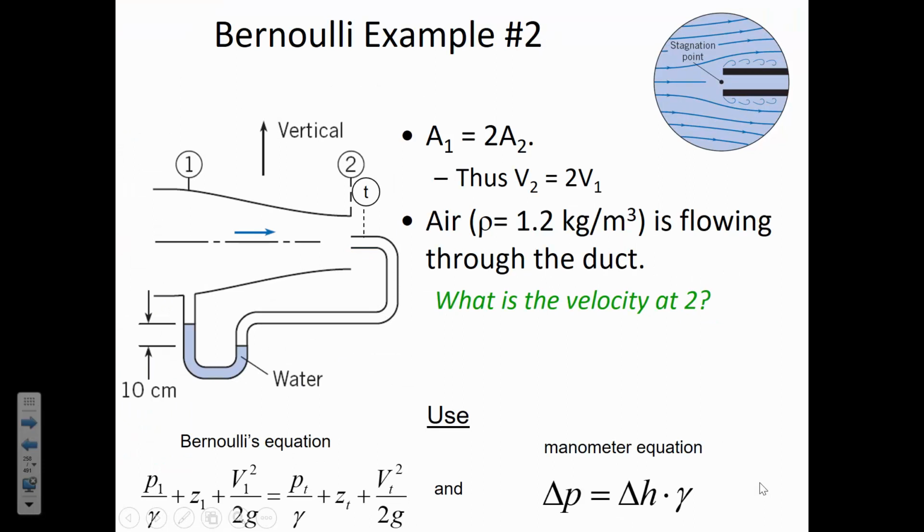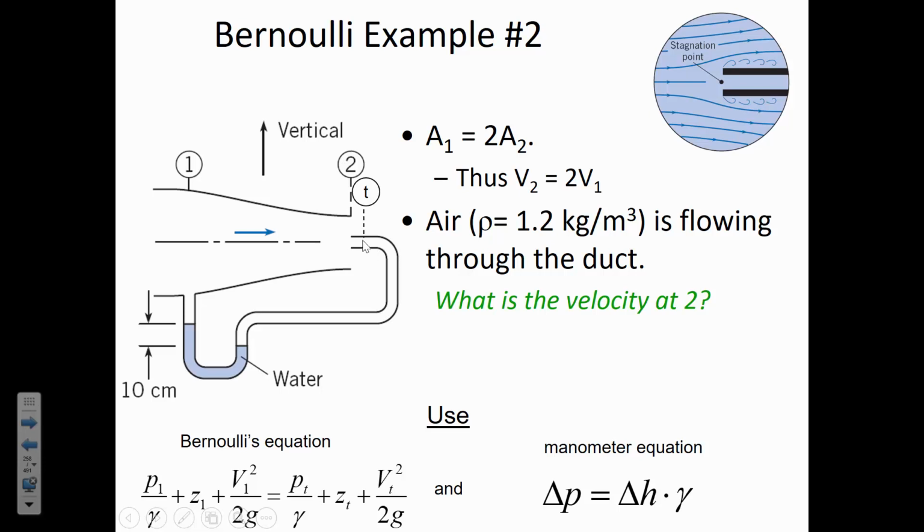So how come we can't apply Bernoulli's equation directly from 1 to 2? Well, at location 2, there's too many unknowns to do that. We don't know the velocity at location 2, and we don't know the pressure. But we can apply Bernoulli's equation between 1 and T, because the situation is a little bit simpler at location T inside of that tube than it is at location 2.